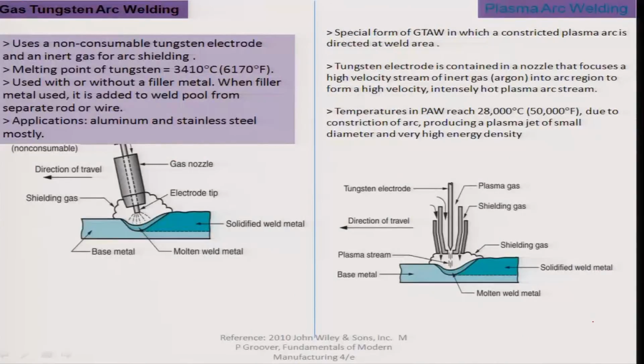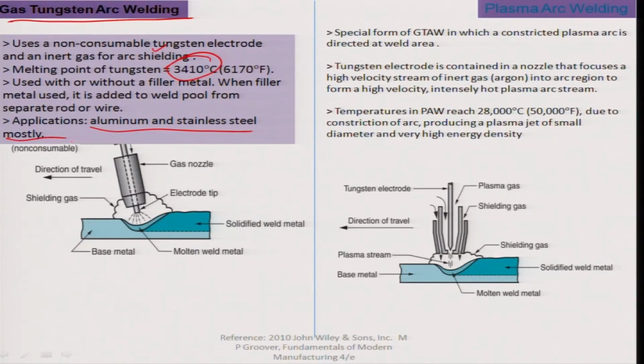We have some other forms of welding here. For example, this shows a gas tungsten arc welding process which is carried out at an extremely high temperature. The melting point temperature is about 3410 degrees Celsius. It uses a non-consumable tungsten electrode with an inert gas for arc shielding, and you can apply this mostly to aluminum and stainless steels for welding them with this kind of non-consumable tungsten electrode.